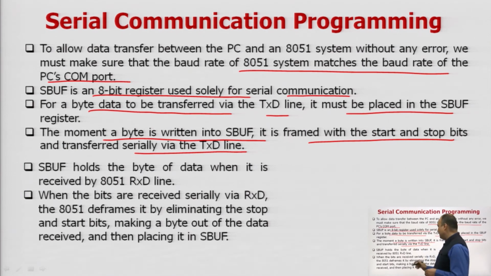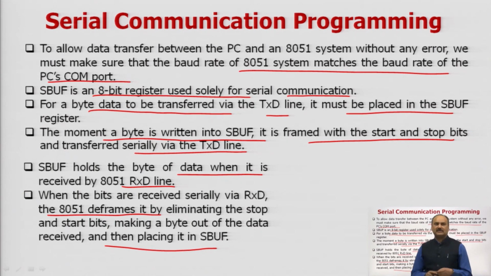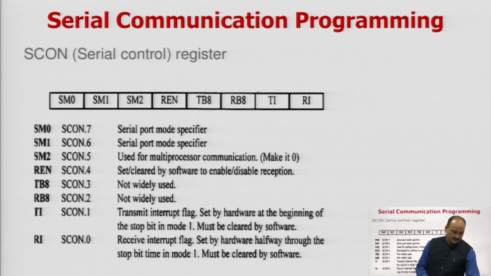SBUF holds the byte of data when it is received by the 8051 on the RxD line. When the bits are received serially on the RxD pin, the 8051 deframes them by eliminating the start and stop bits, making a byte out of the received bits, and then placing it in the SBUF register. So at the receiving end, we need to deframe the data by eliminating the start and stop bits, and the received byte is placed in the SBUF register. This is the process we need to follow in serial communication programming.